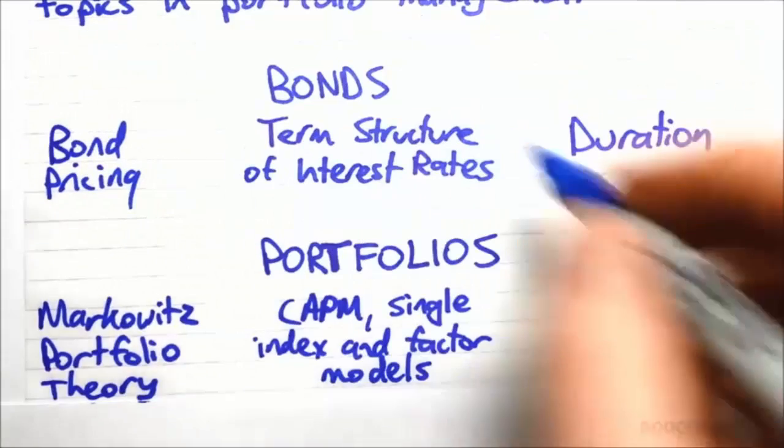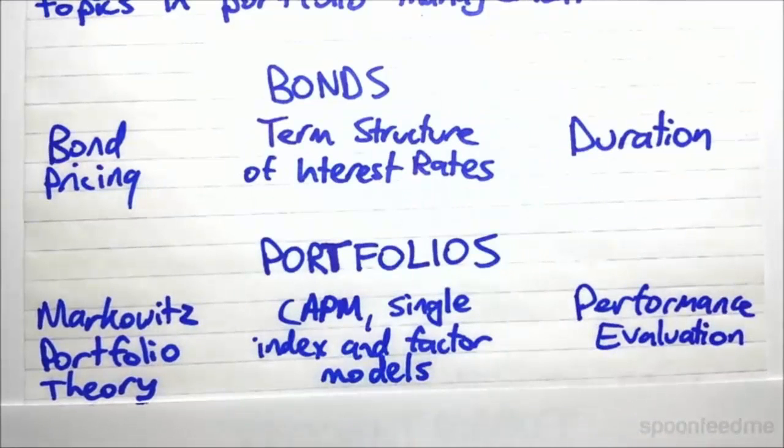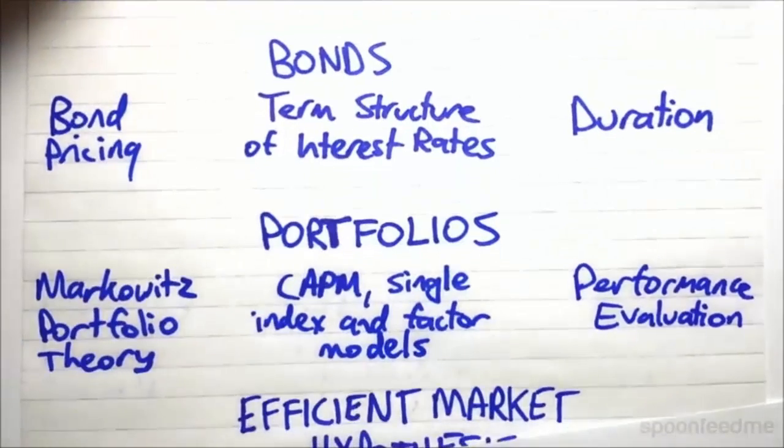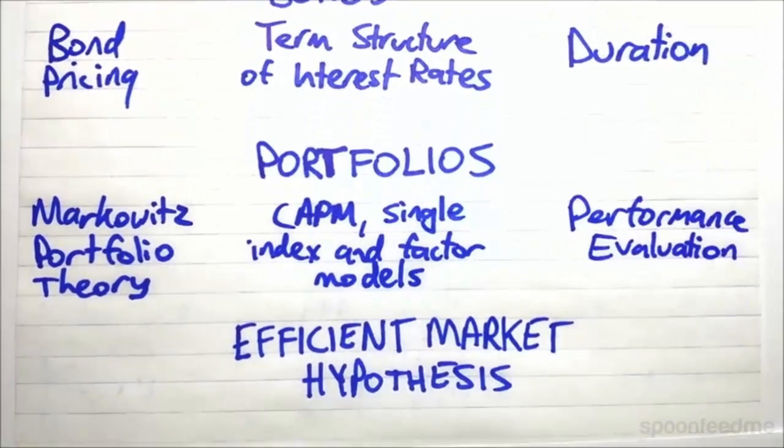So all of these topics here cover pretty much most of the course, and then once we get towards the end, we have a look at the efficient market hypothesis. We'll talk about what this hypothesis is, its implications, and we'll start to have a look at some sort of real-world evidence regarding the hypothesis and see what it says.